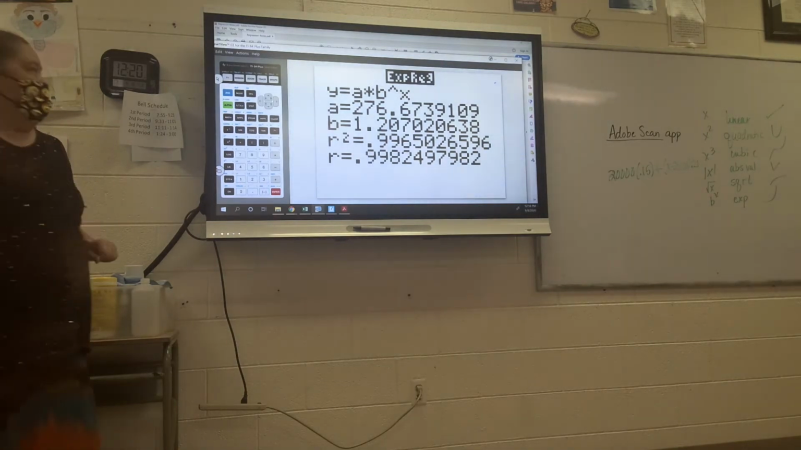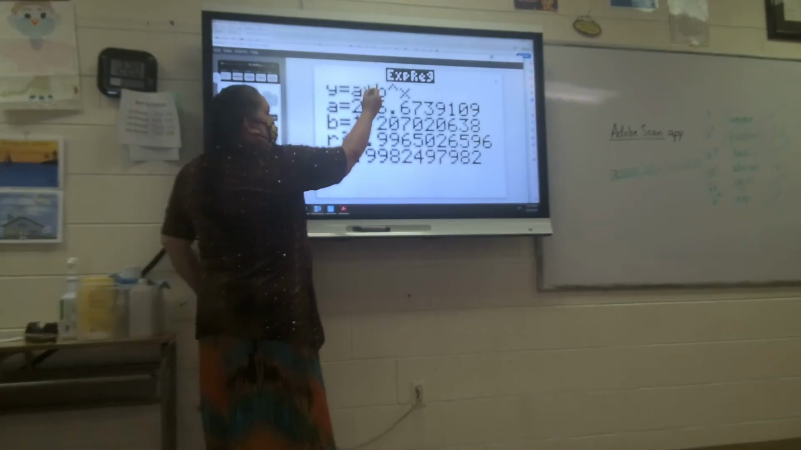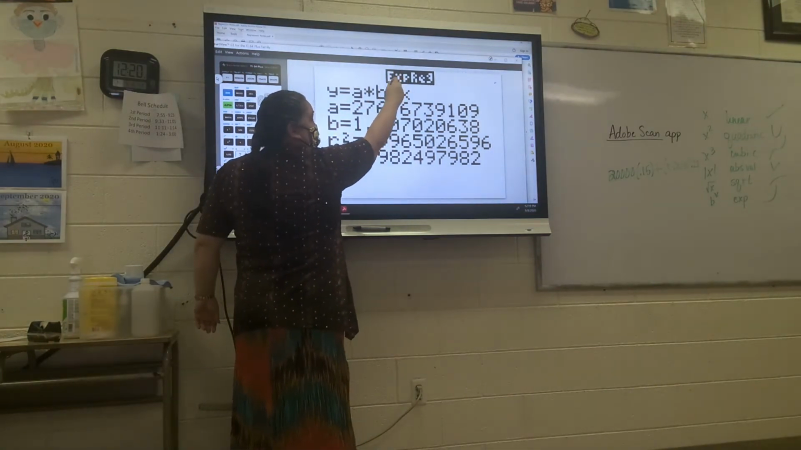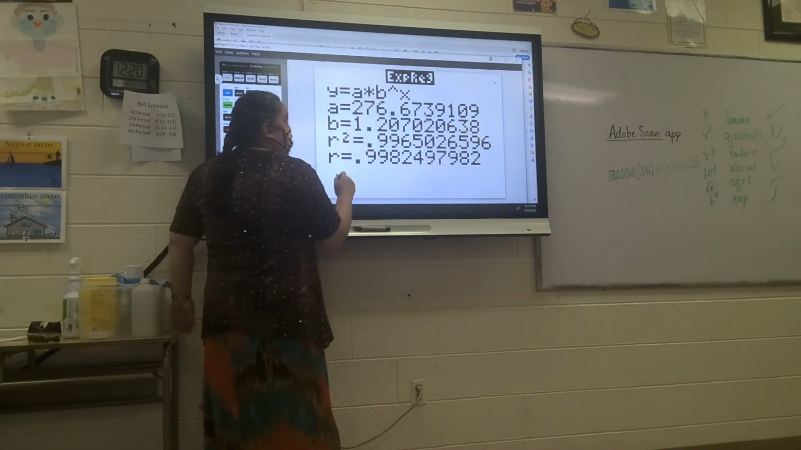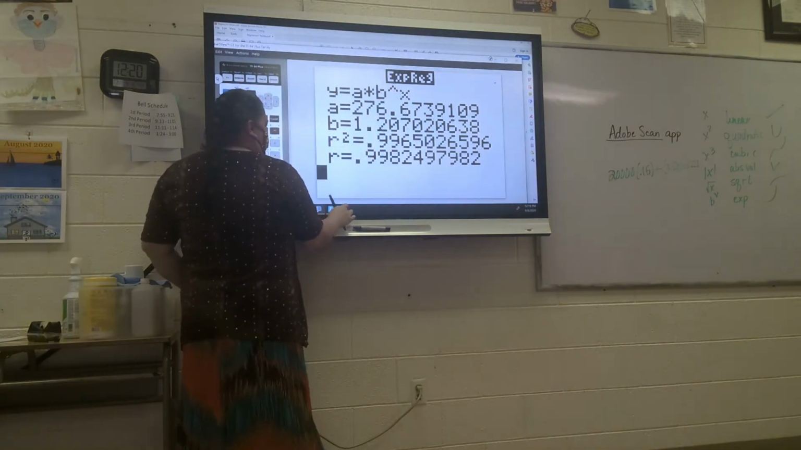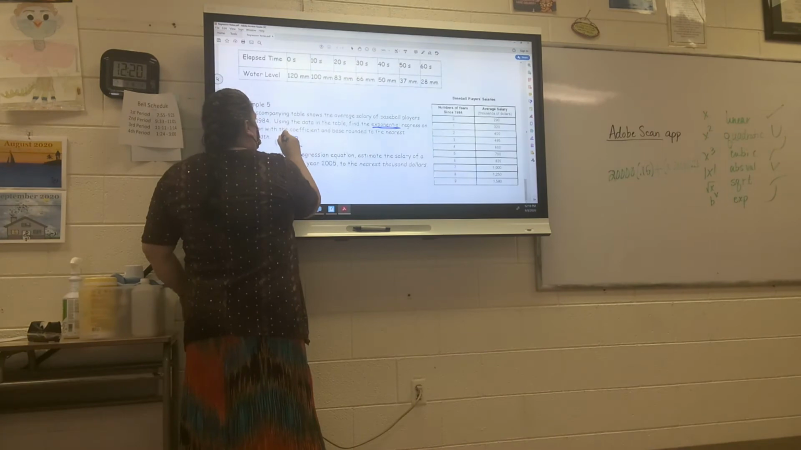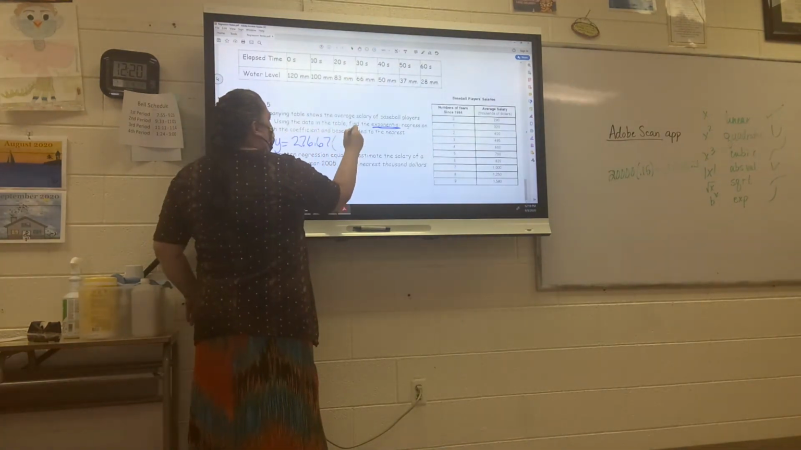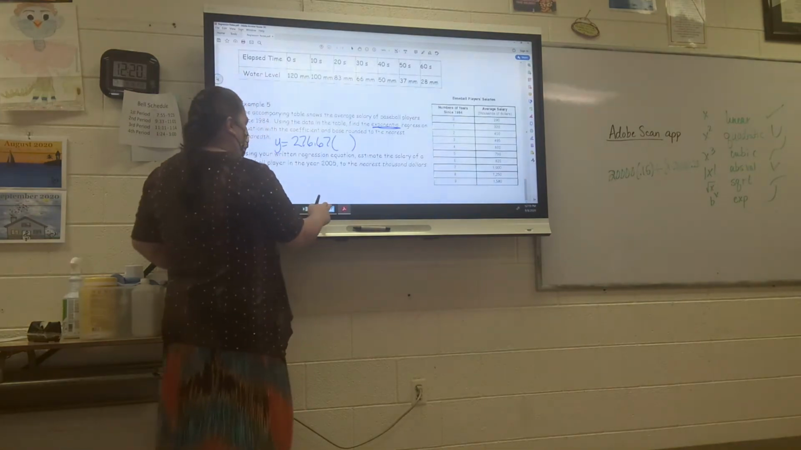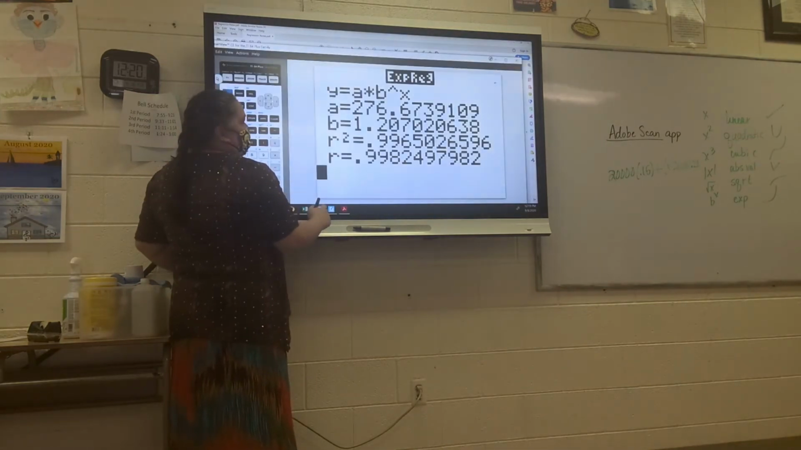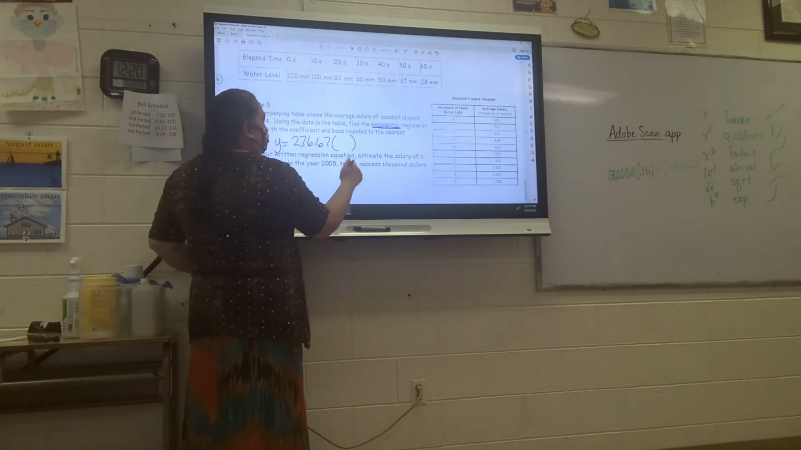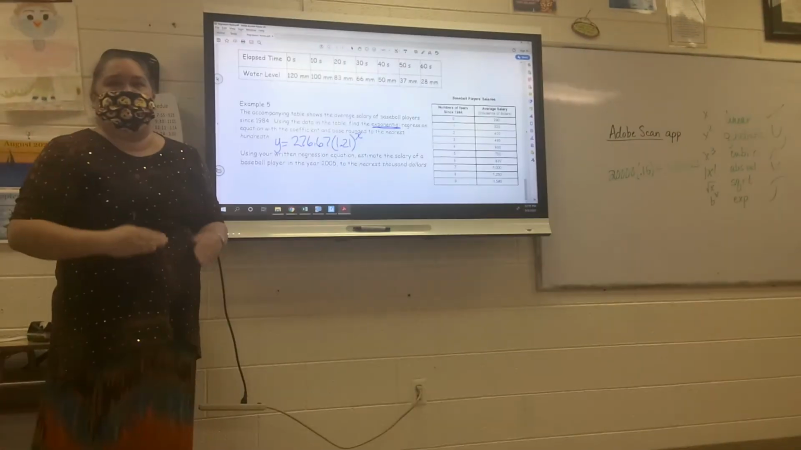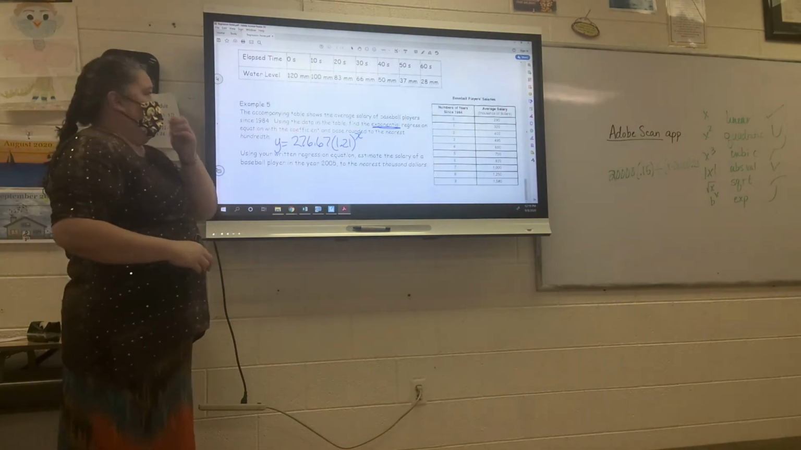Now, you notice it says A times B to the x. Your calculator can't do x in the exponent, but they have the little caret key here. So we're gonna write 276.67. It's probably better to put this in parentheses, but you can put a times sign there. And then 1.21 to the x. It's an exponential. x has to be in the exponent to be an exponential. All right?